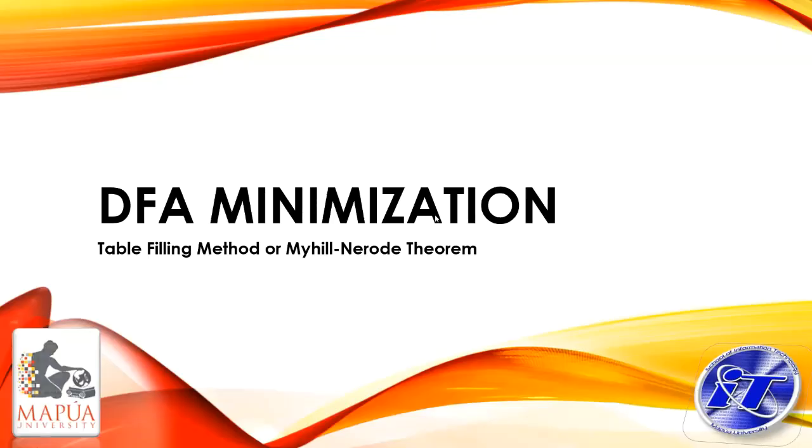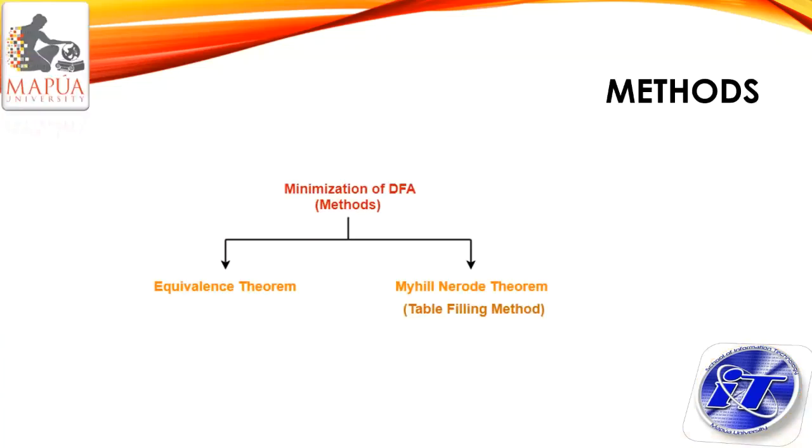Let's continue our discussion about DFA minimization. In our last video lecture, we discussed the first method, which is the equivalence theorem. In this video lecture, we're going to discuss the second method, which is the Myhill-Nerode theorem, or table filling method. In this method, we're going to follow some simple steps to minimize our DFA.